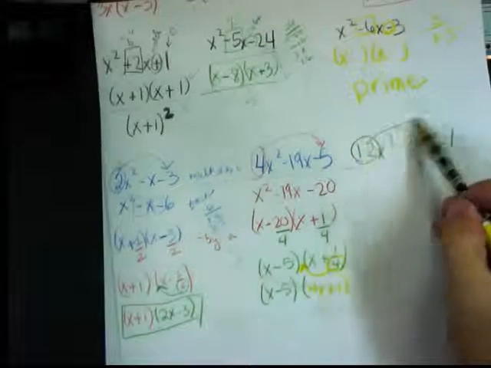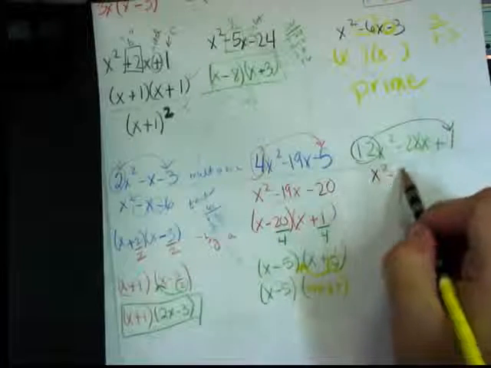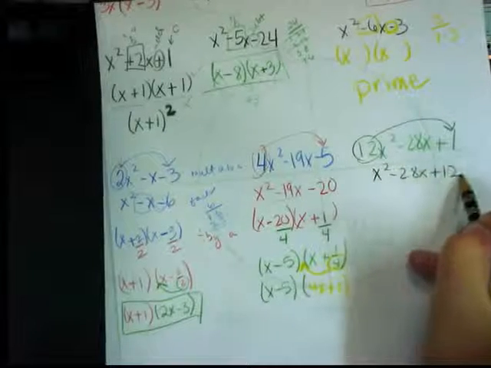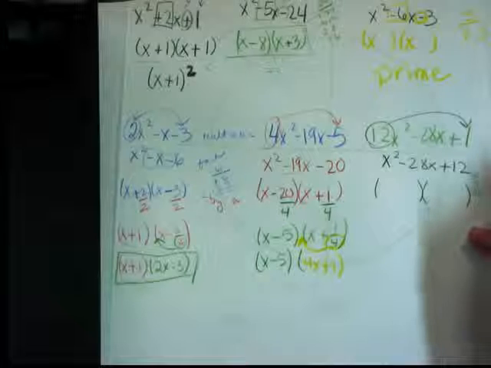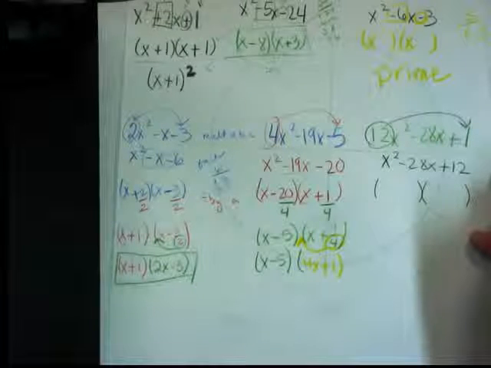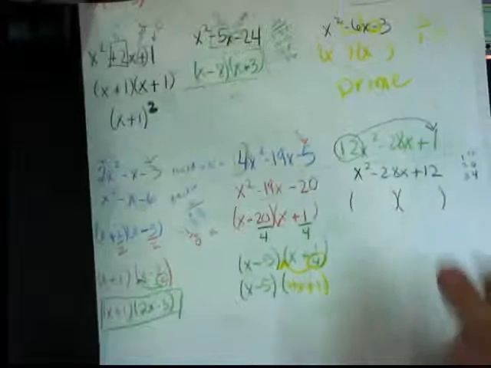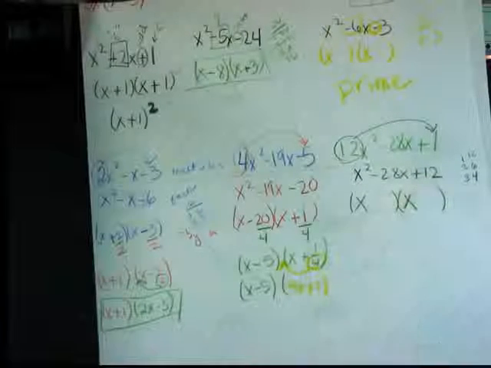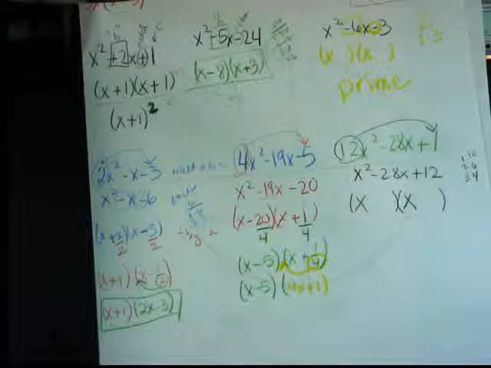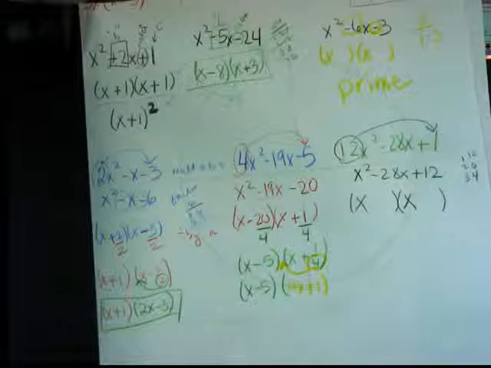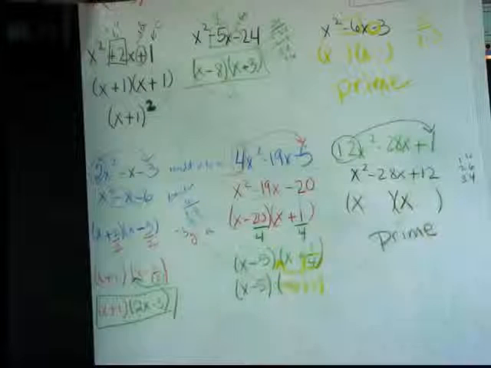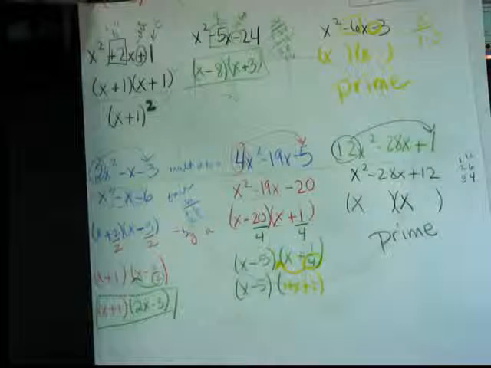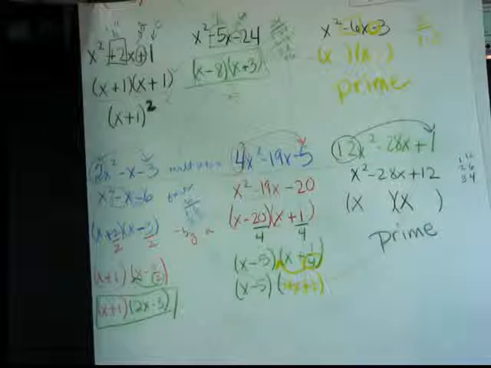So no GCF. Multiply the 12. What multiplies to be 12? 1 and 12, 2 and 6, 3 and 4. And of those, what will give me 28? Absolutely nothing. It's prime. I know, that was tricky.